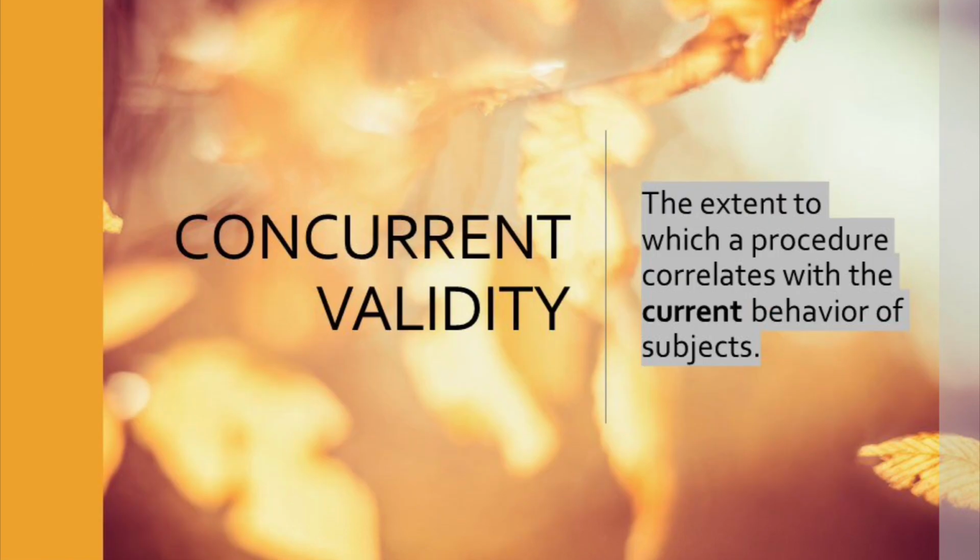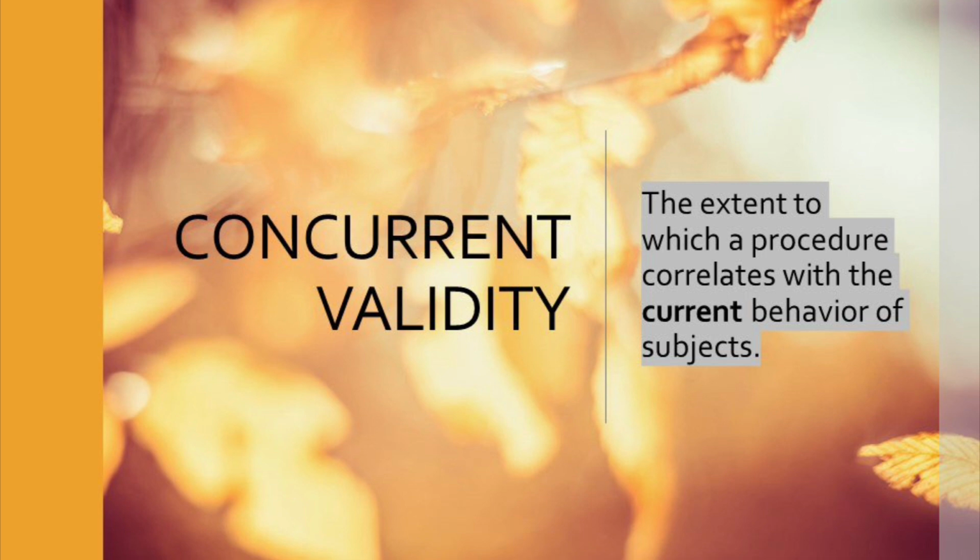Concurrent validity is a type of criterion-related validity, and it assesses the correlation between a new measure and an established measure that is taken at the same time. We can then use this to determine whether a new test can provide us with an immediate estimate of a person's ability or characteristic as it is measured by the test.